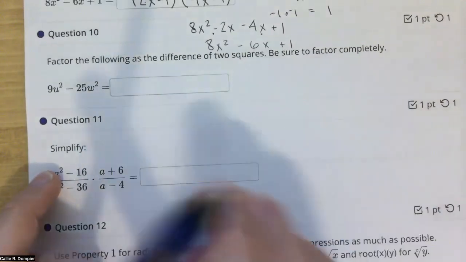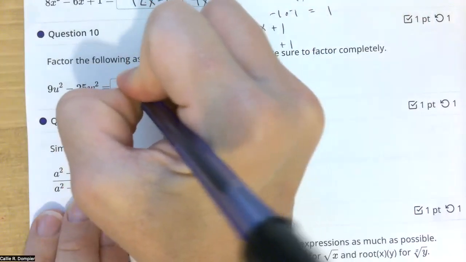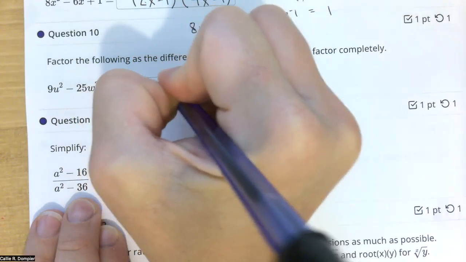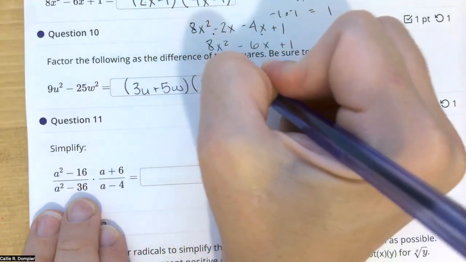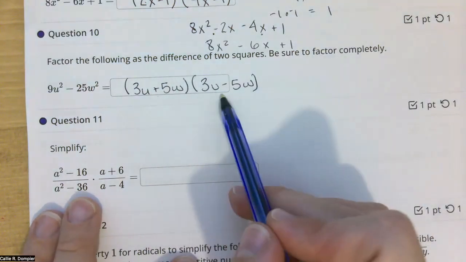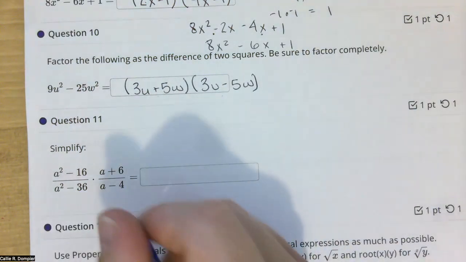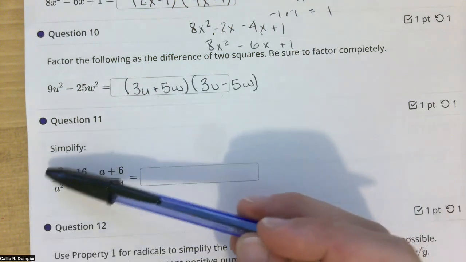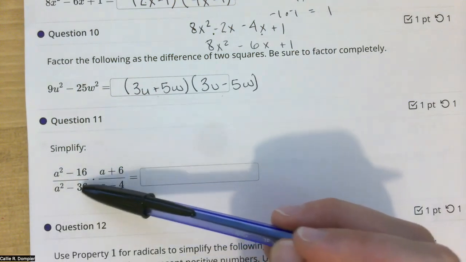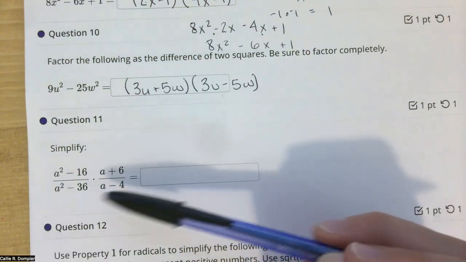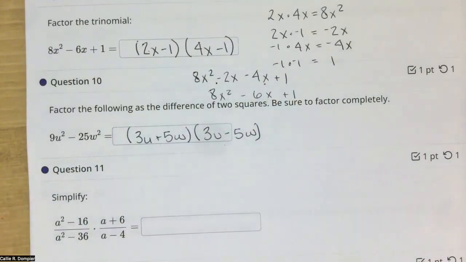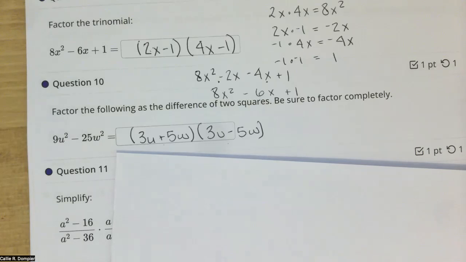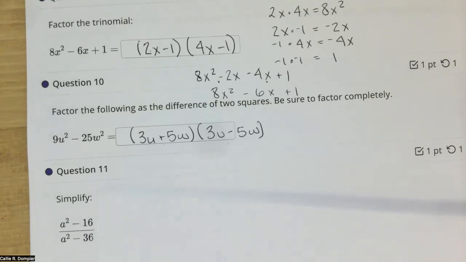Now we've got some division. I guess I should write that: 3u plus 5w, 3u minus 5w. Doesn't matter the order either. You could put the minus sign up here and the plus sign back there. Okay, now it's asking you to simplify a squared minus 16 divided by a squared minus 36 times a plus 6 divided by a minus 4. All right, to simplify, I would expand a squared minus 16.